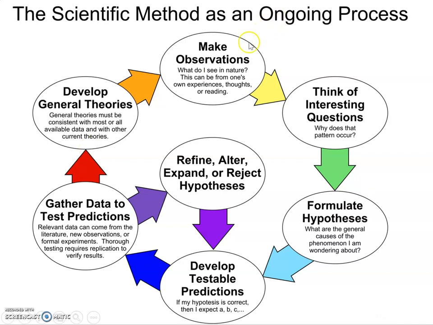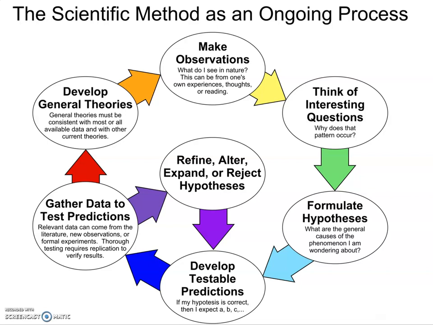Typically, we consider the observations, making observations, to be the first step of the scientific method. And again, an observation is something that you can observe with your senses. You can see it, you can hear it, you can feel it, you can measure it. An observation is likely going to lead to an interesting question. Why is this thing happening that I'm observing?